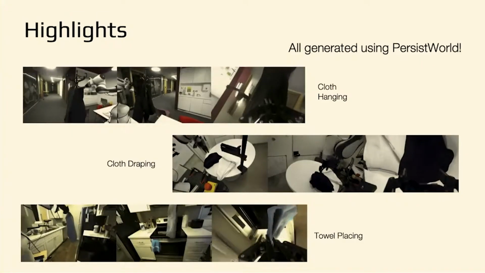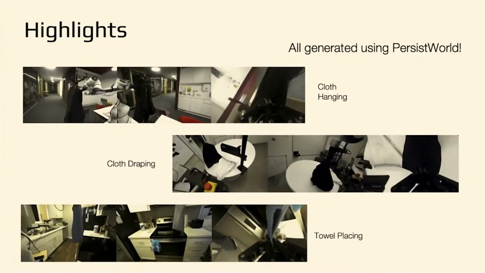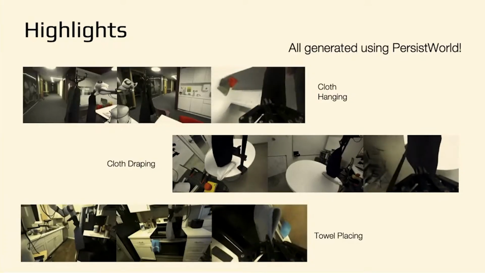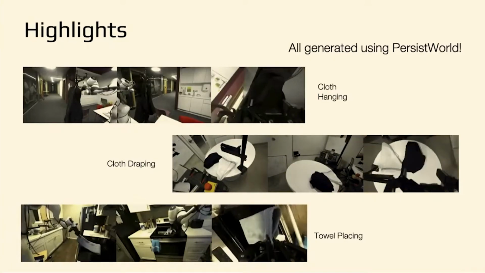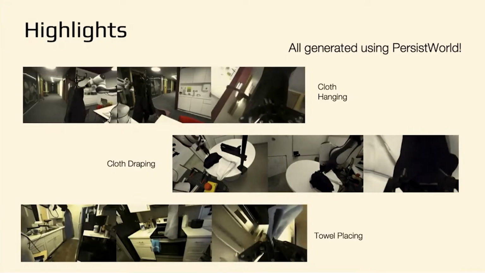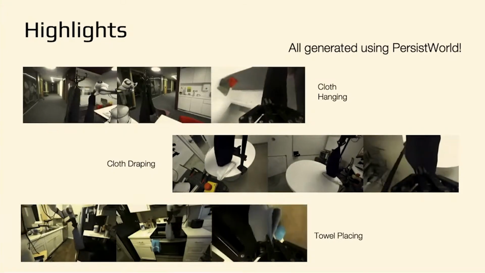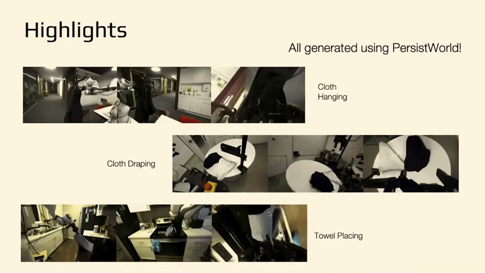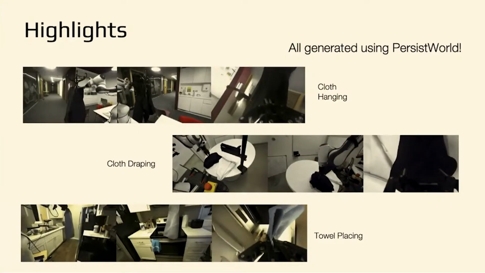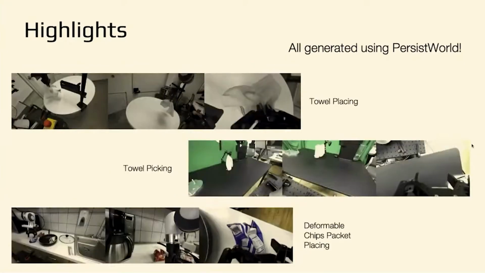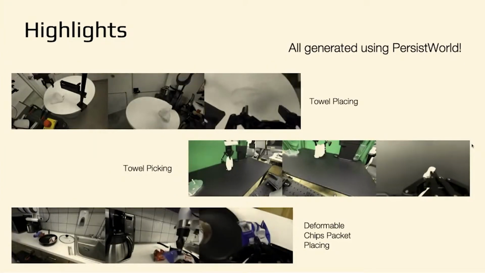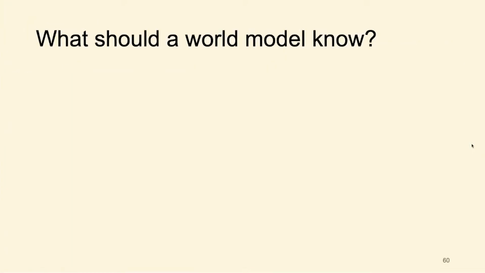Some highlights, these are some complicated tasks, including these that I showed earlier, that were actually being generated with our model. And they work so well that it's really hard to say whether they're actually being generated by the world model. They work especially for soft bodies, which are very, very hard to simulate. There are other ones like towel placing and holding on to the chips.